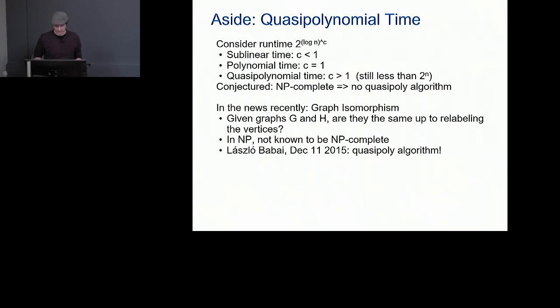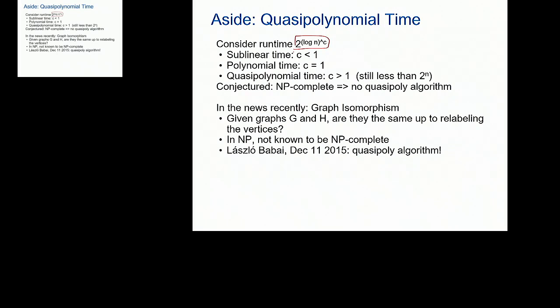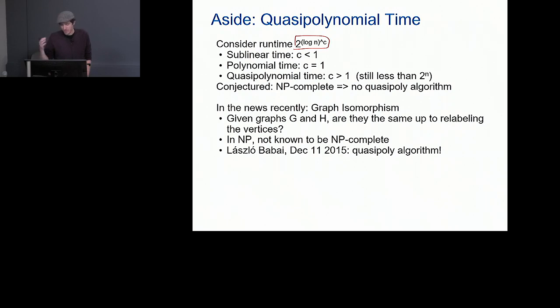The last slide I have here is just for fun. You may have heard of the recent result by Laszlo Babai showing that graph isomorphism now has a quasi-polynomial time algorithm. What the heck is quasi-polynomial time? It's a runtime that looks like this. So if C equals 1, then this is just polynomial time. If C is less than 1, then it's sublinear. And if C is greater than 1, then it's quasi-polynomial, but it's still less than exponential. So it's really slow, but not exponentially slow. So it's not polynomial time, but it's probably not NP-complete. Probably.